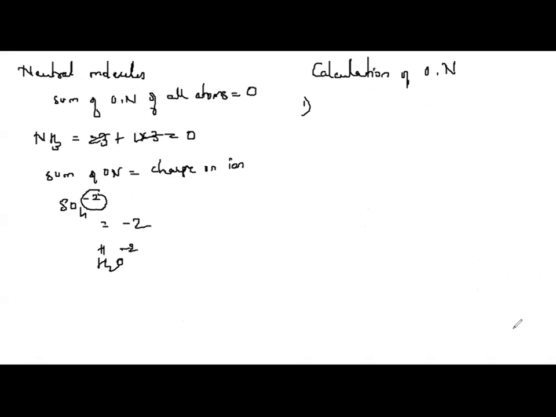Correct? For neutral molecules, the sum of oxidation numbers of all atoms should be equal to 0. If you have ions, we say polyatomic anion or polyatomic cation. SO4 2- is a polyatomic anion. NH4+ is a polyatomic cation. CO3 2- is a polyatomic anion. In those cases, the sum of the oxidation numbers of all atoms will be equal to the charge carried by that polyatomic ion.